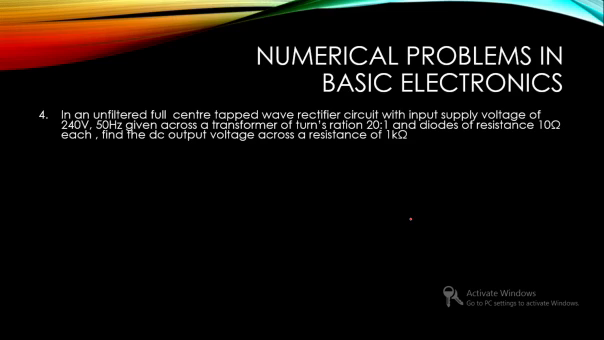So the next question is the same question for a full-wave center-tapped rectifier. A full-wave center-tapped circuit with an input supply voltage of 240 volt, 50 Hertz, given across a transformer whose turns ratio is 20:1, and diodes of resistance 10 ohm each. So the diode resistances are given here. Find the DC output voltage across a resistance of 1 kilo ohm.